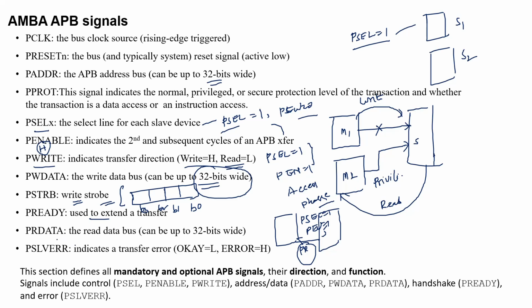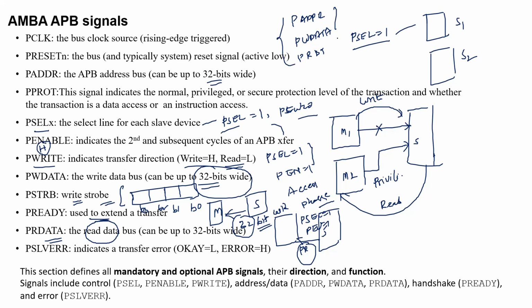And then PRDATA. PRDATA means read data. What is the read data used for? We are reading the data from the slave, that means the slave is sending data to the master. It is also 32-bit wide. The PADDR signal is also 32-bit, PWDATA is also 32-bit, and PRDATA is also 32-bit. So all these address and data signals are 32-bit wide.